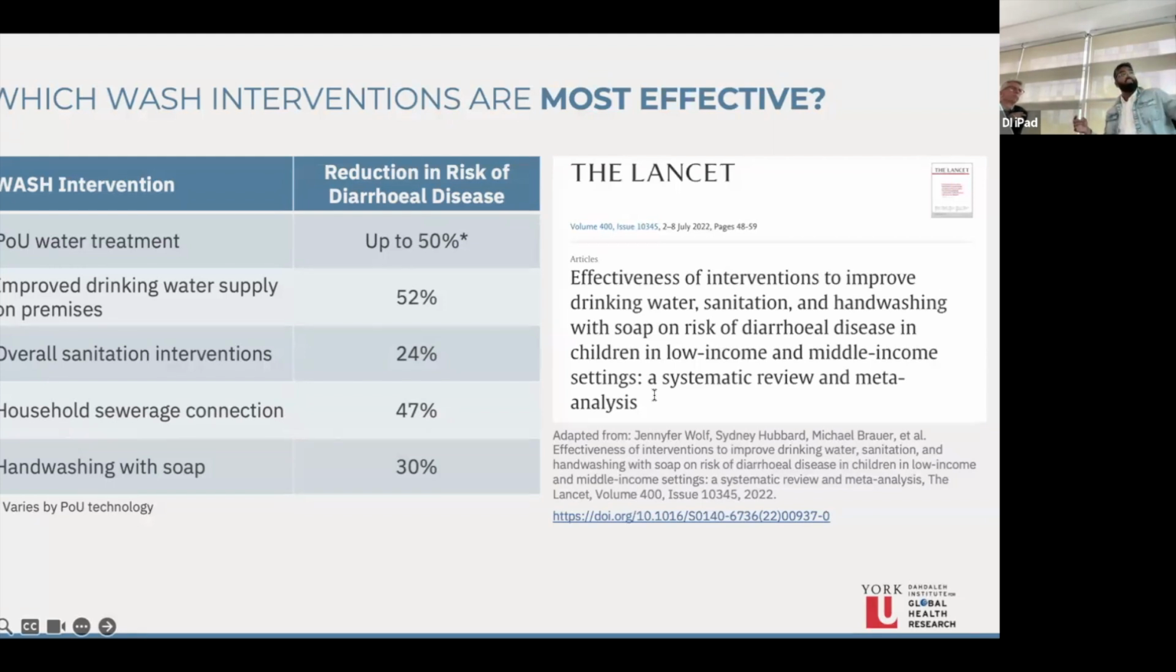We see that water has an important role, but it's not sufficient on its own. You need all the components to prevent these diseases. So we need integrated WASH interventions ultimately.